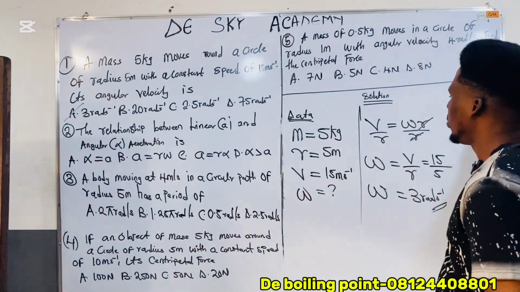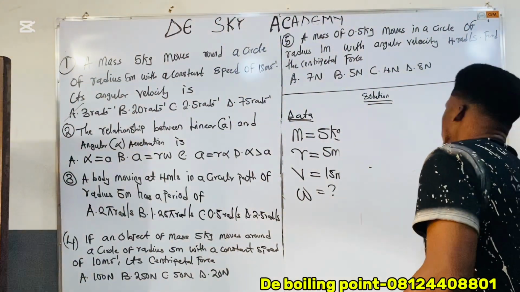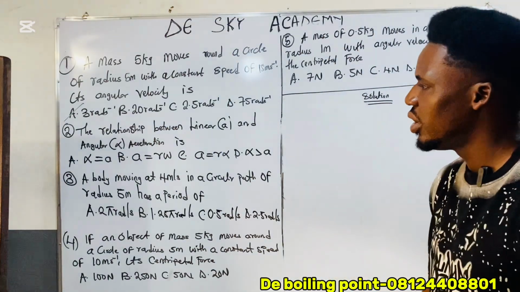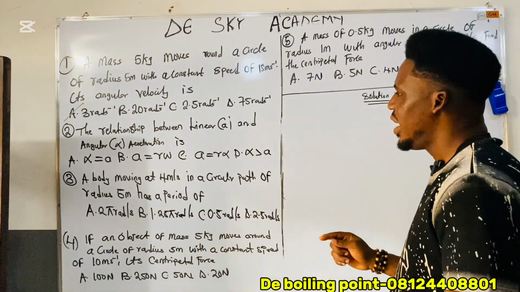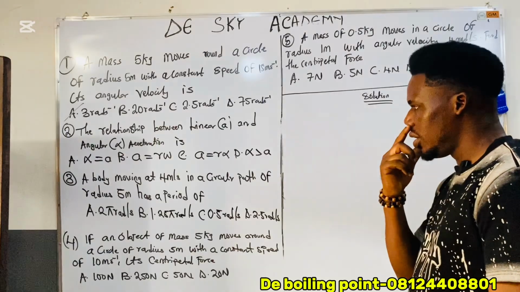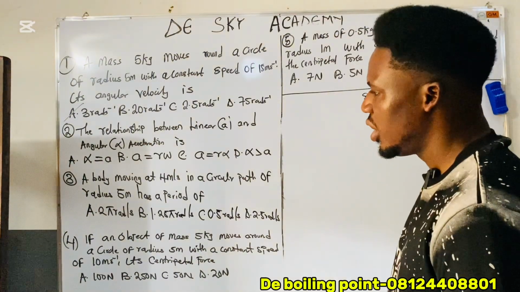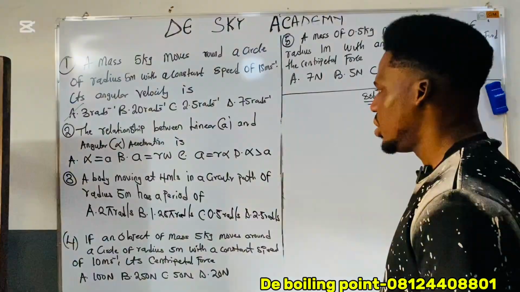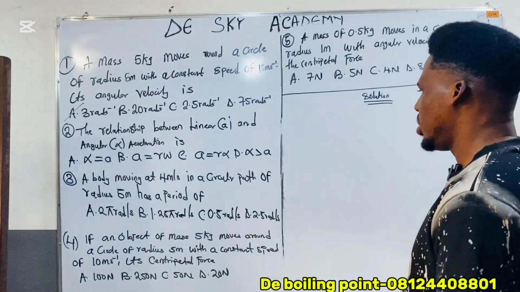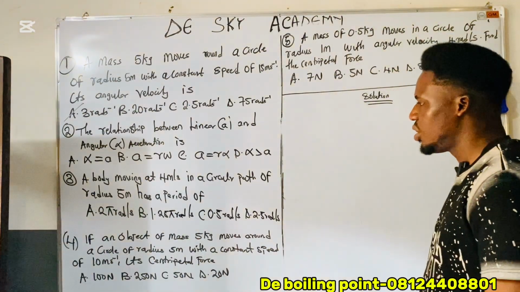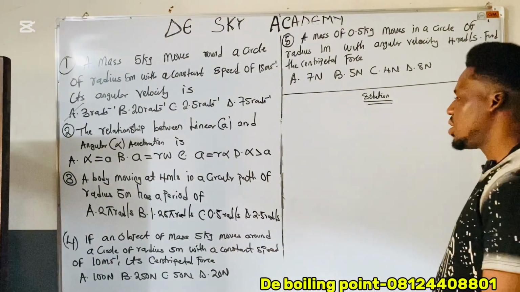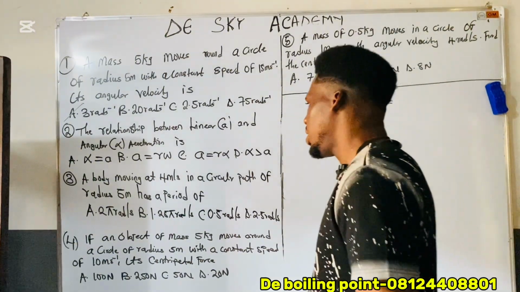Now, going to question number 2, remember, I told you don't joke with data. It says the relationship between linear and angular acceleration is dash. Option A, angular acceleration is equal to linear acceleration. Option B, linear acceleration is equal to radius times angular velocity. Option C, linear acceleration is equal to radius times angular acceleration. Option D, angular acceleration is greater than linear acceleration.